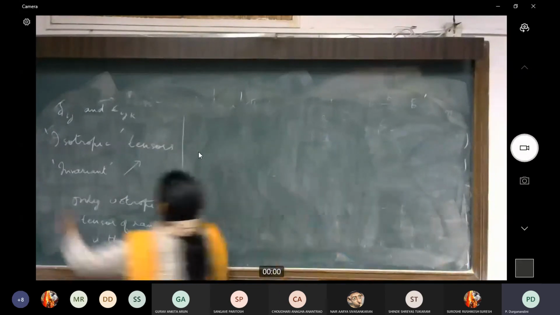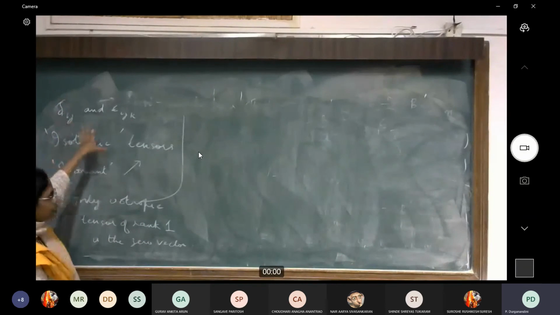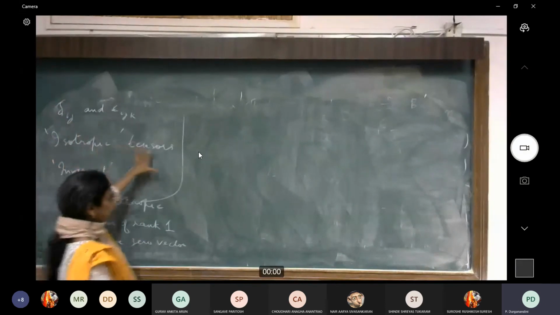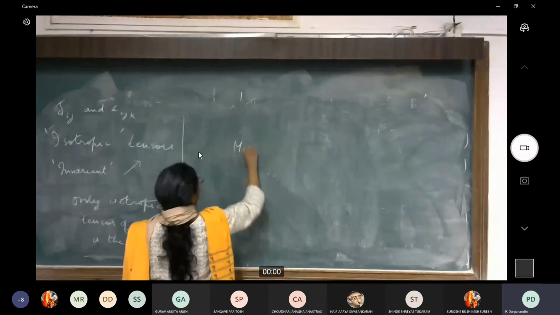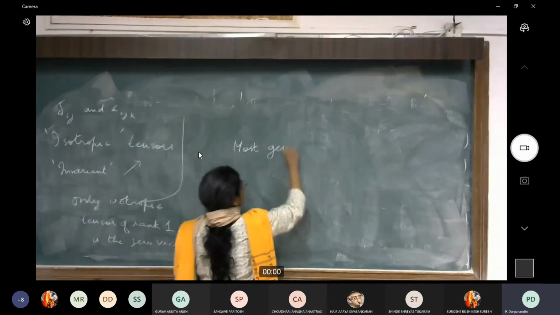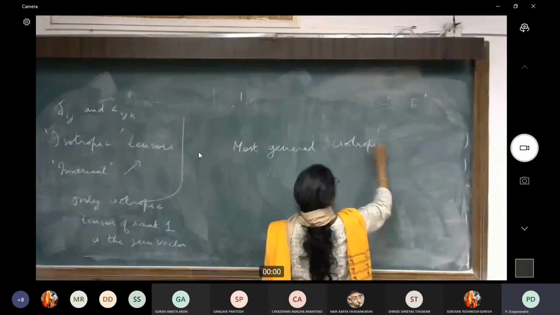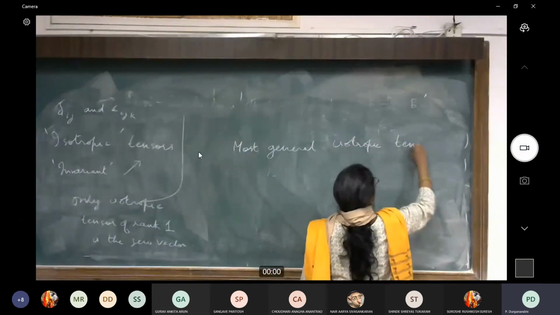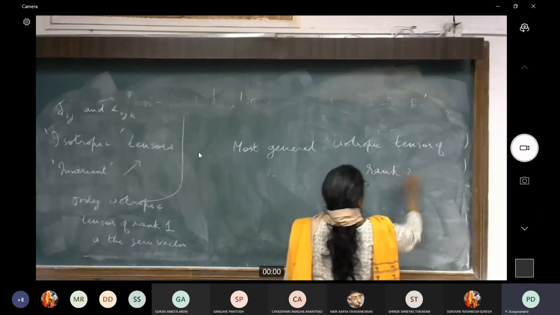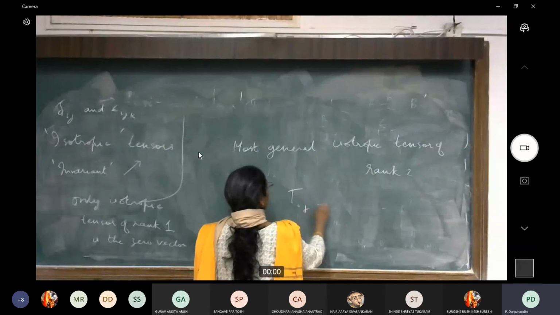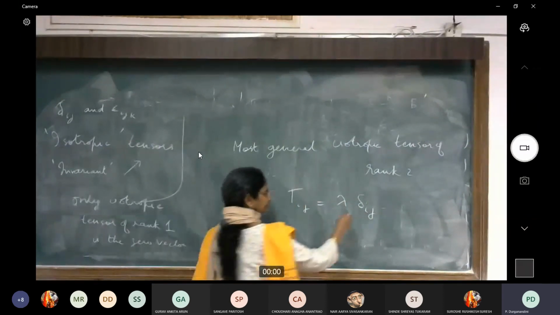And finally, I'm not going to show this explicitly, but it's possible to show using the same strategy that the most general isotropic tensor of rank 2 is Pij equal to lambda times delta ij, where lambda is some scalar.